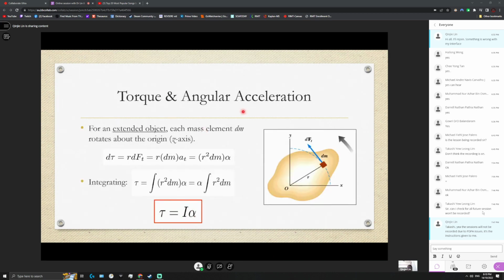Then for an extended object, this is a real rigid object with a lot of points, we go and sum up and do an integration, which I'm not going to go through. Basically, it is to tell you this formula stays the same. So this formula is proven to work for extended objects as well. Torque equals I alpha. And we'll be using this quite a bit for rotations. It's like we use F equals ma quite a bit for linear motion. Same thing for rotations, torque equals I alpha.